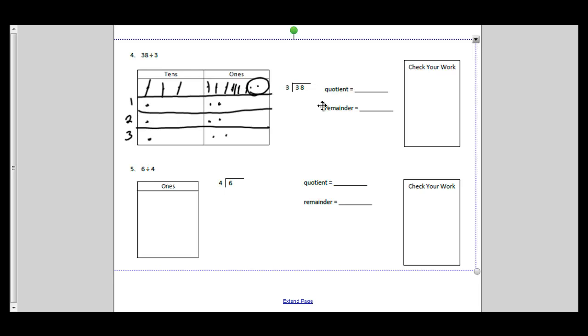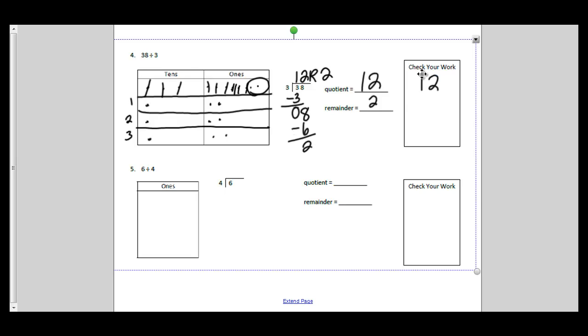All right, so my quotient would be 10 and 2 ones, so my quotient is 12, and I have a remainder of 2. So first I divided the tens. 3 tens divided by 3 was 1, and then I multiplied 1 times 3 is 3. I used all 3 tens. That's why I had no remainders in the tens. And then I divided the ones. So when I put 8 into 3 groups, I had 2 in each group. That used up 6 ones with 2 left over, so I had a remainder of 2.